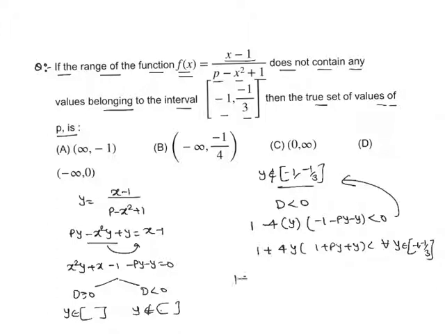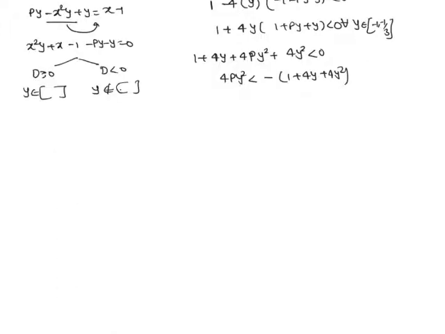Now we'll simplify. 1 + 4y + 4py² + 4y² is less than 0. We will take 4py² less than -(1 + 4y + 4y²). Now we will divide by 4y². So p is less than -(1 + 4y + 4y²)/(4y²) for y belongs to [-1, -1/3].